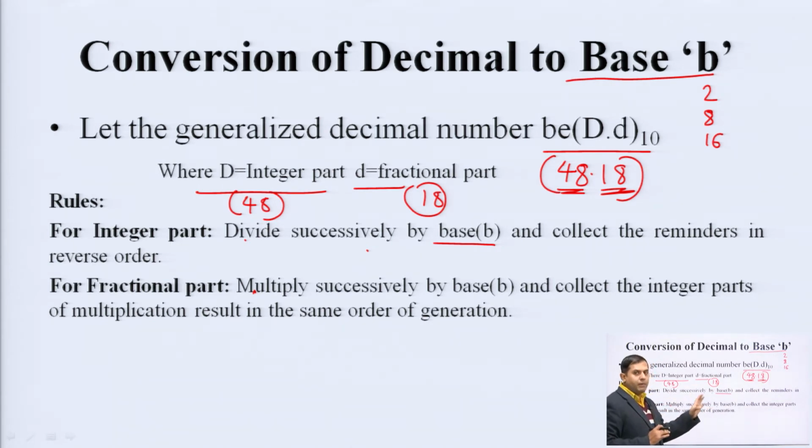Once I give an example it will be very clear to you. Next, for the fractional part, how will we describe it? For the fractional part we have to multiply successively by the base B. So, now again we are converting into the binary number system and the fractional part is 0.18. So, 0.18 will be multiplied by 2 and we will collect the integer parts, okay, and in that same order we will represent it. So, let us take an example.